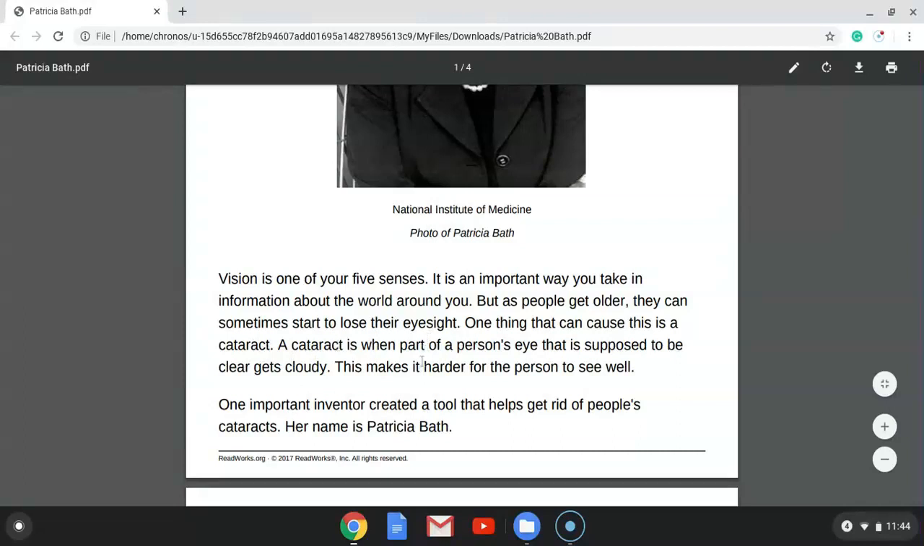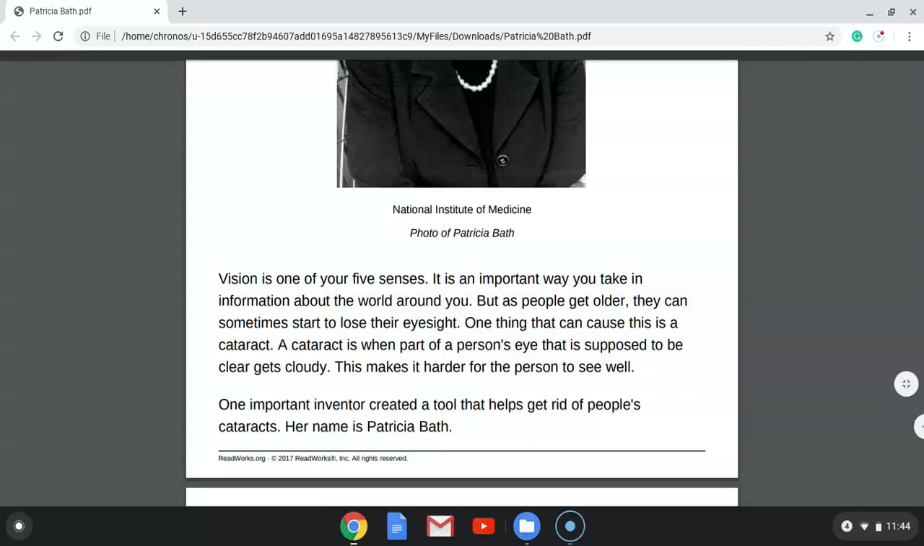This is going to be the I do portion of the lesson, where I will model out loud the question and answer it myself. I have a question. Why do some people start to lose their eyesight? I recall hearing those details. Some people start to lose their eyesight when people get older. So it has something to do with your age, getting older in age.